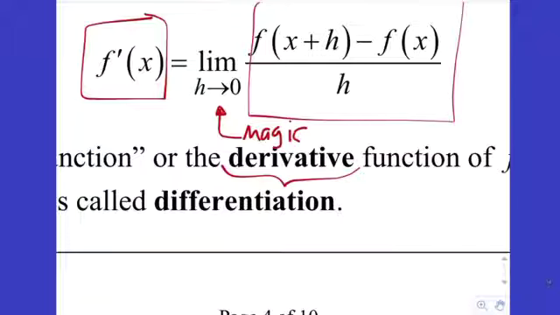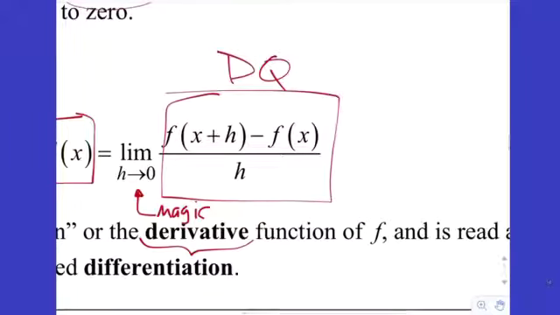We call that the derivative function. So what's the derivative function? F prime. And what does that function give us? It gives us two things. It gives us either the slope of the tangent line, or from the Newtonian perspective, it gives us the rate of change.